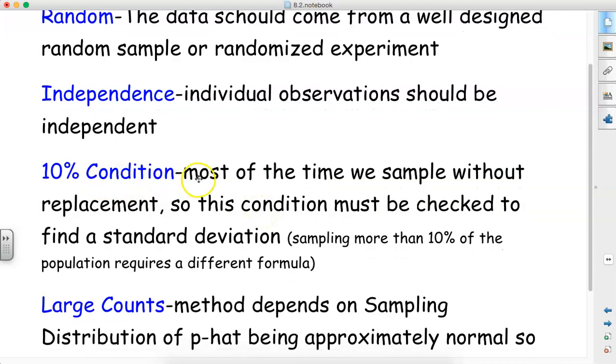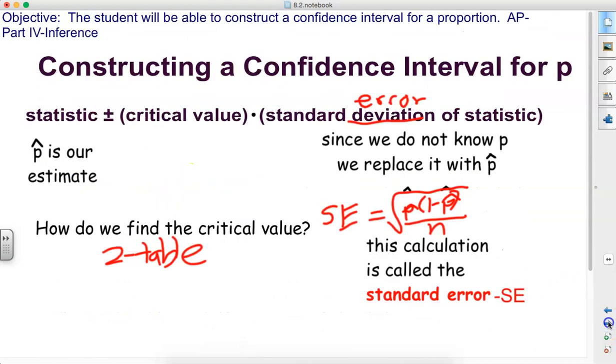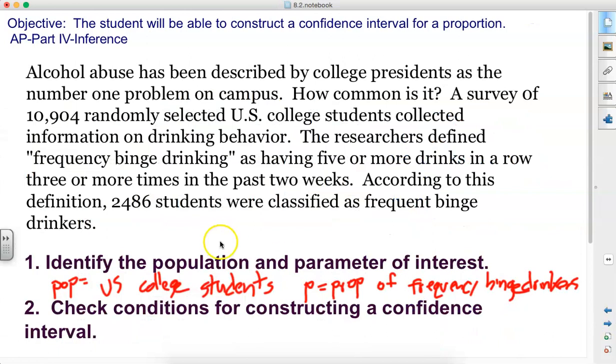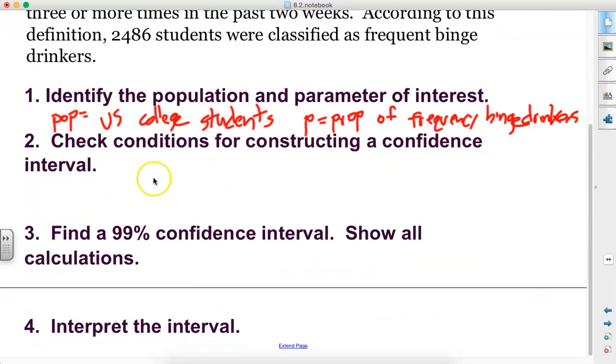So look at the 10% condition. Are we surveying less than 10% of the population? We surveyed 10,904. If you multiply that by 10, that makes 109,040, and we need the population to be more than that. Let's think of our population, U.S. college students. Are there more U.S. college students than this? Yes, of course, there's way more than 109,000. There's like 30,000 that just go to UT in Knoxville. So our sample size is definitely less than 10% of the whole population of U.S. college students, so it meets that condition.